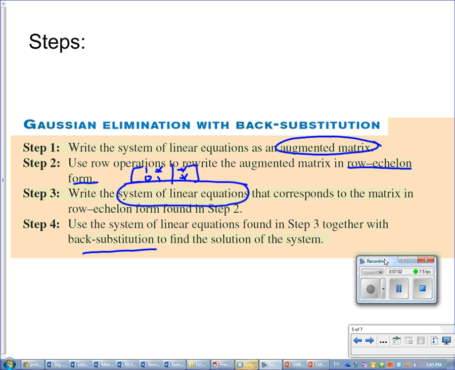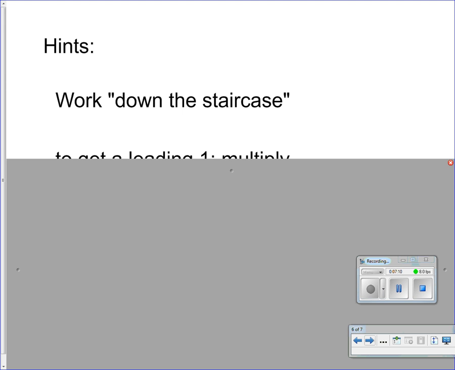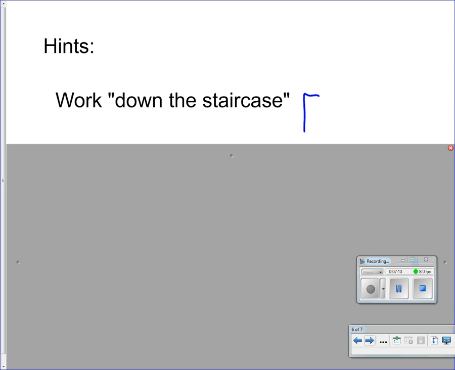But before we go through our example, I do have a couple of hints to help you as you're doing your Gaussian elimination. First hint I have for you is to work what's called down the staircase. So if you're thinking about, here's the matrix that you're working with. Remember, you want to get it in row echelon form. Down the staircase means that you want to start by working on this 1 here. And then you're going to go down and work on the 0, and then you're going to go over and work on this 1. And if you had another row, you would go down and then over again and then over again. So you're going to go down the staircase.